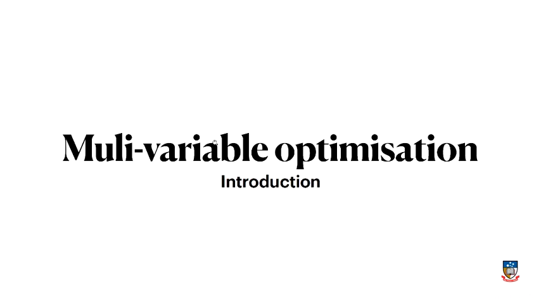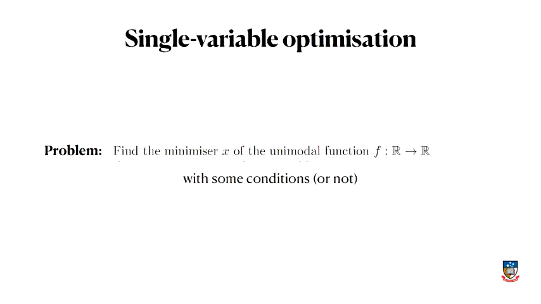Okay, let's talk about multivariable optimization. So this is where optimization really starts to get interesting. We've talked before about single variable optimization, and that's the case when you're looking for the minimizer x of a unimodal function which just maps from the reals to the reals. So in other words, there's one number that I'm trying to find here. My function is just a function that sits above the x-axis.